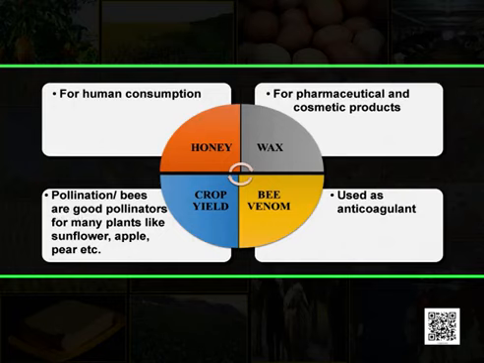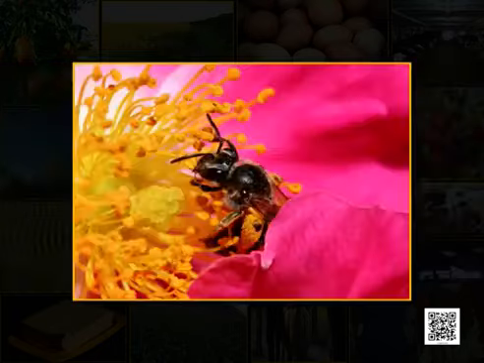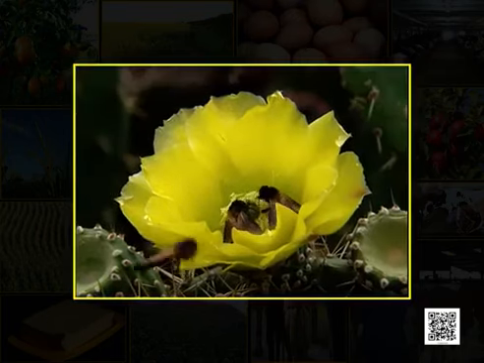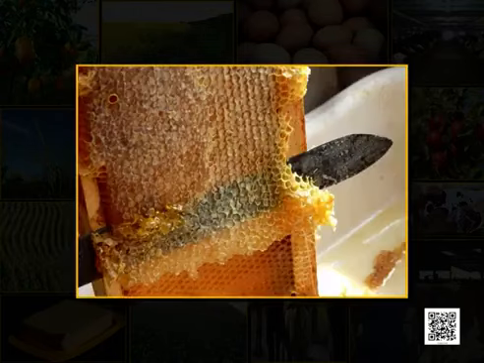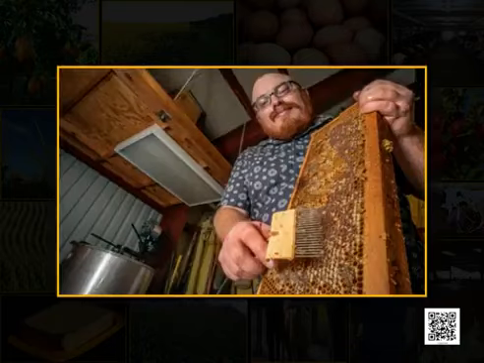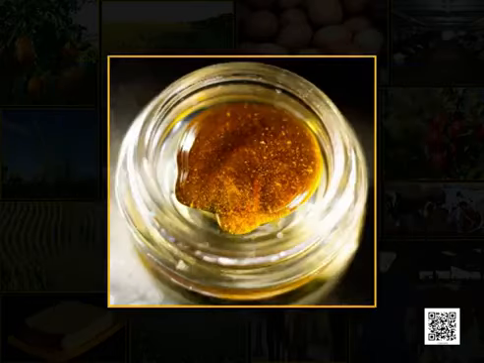To increase the crop yield, honeybees are very good pollinators. So, they pollinate many plants like sunflower, apple, pear, etc. In this figure, you can see a honeybee collecting pollen from the flower, and you can also see the stacks from which the honey is being extracted. Then you can see in this photo, it is being processed, and finally, the honey that is produced is kept in the bottle.